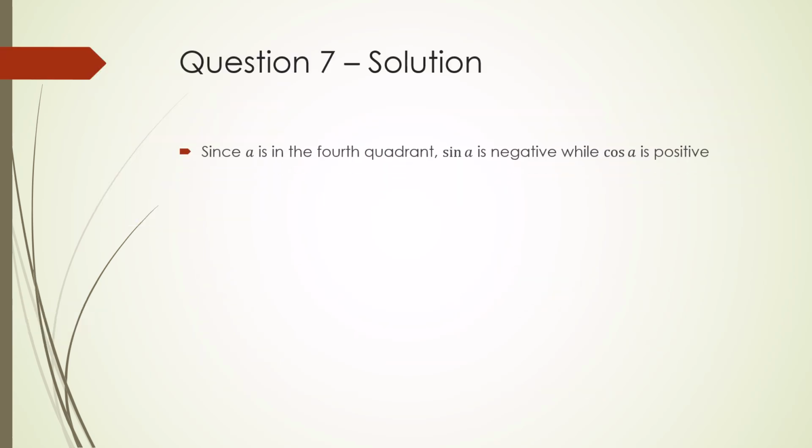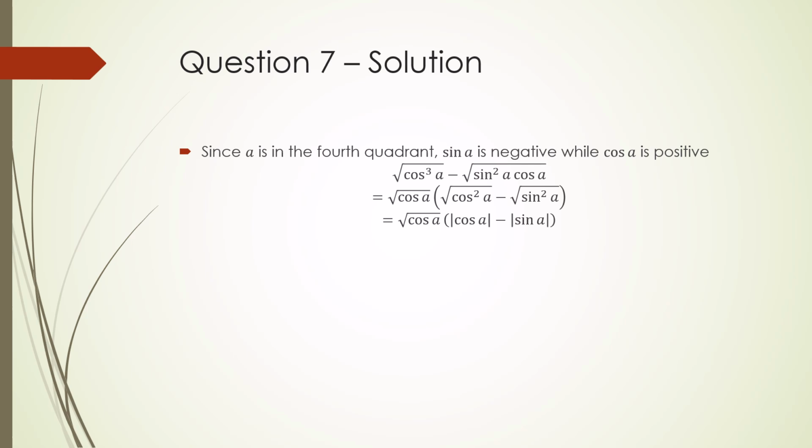From the pictures in the previous slide, we know that since angle A is in the fourth quadrant, sine of A is negative and cosine of A is positive. This is the equation given to us, and therefore we factor out cosine A from the equation, and now we get this over here. This means the absolute value of cosine A and the absolute value of sine A. But since cosine A is positive, the absolute value of cosine A is equal to cosine A itself.